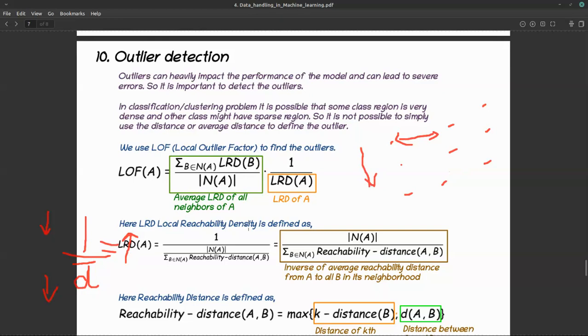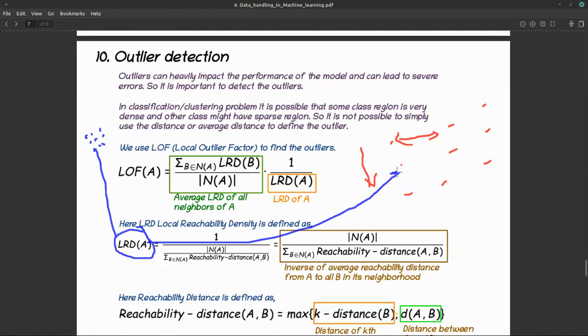LRD is nothing but local reachability density, some kind of a density. So if a point is, let's say, in a very dense region, then the average reachability distance of these nine points is very small. If average distance is very small, my LRD is high, density would be higher, right? So LRD is high for the dense cluster and LRD is low for the sparse cluster. Yes or no? Yes. So how it is defined is 1 upon average distance. So this formula is wrong here. If you take the reciprocal, it will look something like this.